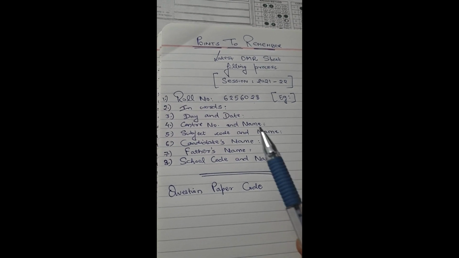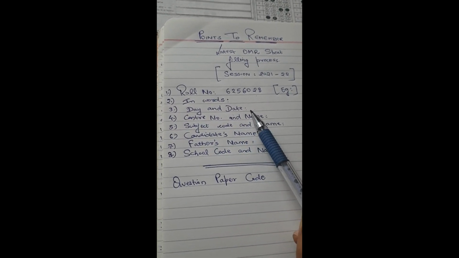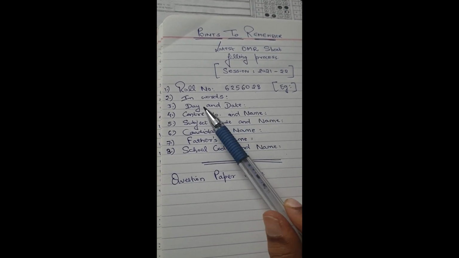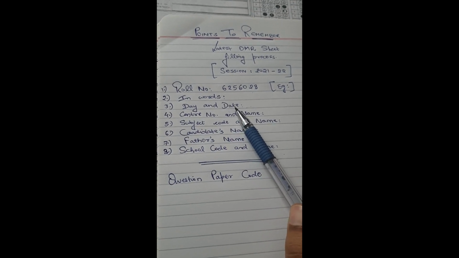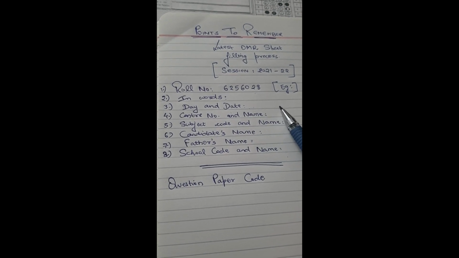After that is going to be a day and a date column. So you will have to fill this column up as per the mention, which means the day is going to come first, followed by the date. You can put the day, then a comma, and then write the date.